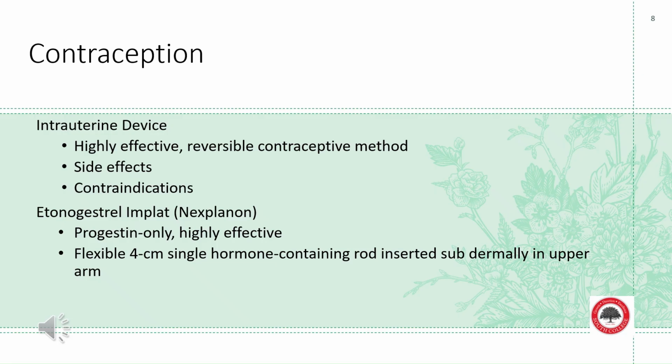Implant, etonogestrel implant, Nexplanon, is a highly effective, greater than 99% form of birth control consisting of a flexible 4-centimeter single hormone-containing rod that's inserted subdermally in the upper arm. The implant contains 68 milligrams of the medication. It's released slowly over 3 years. It can be inserted anytime in a non-pregnant patient. However, backup contraceptive should be used if insertion occurs more than 5 days after the start of the period.